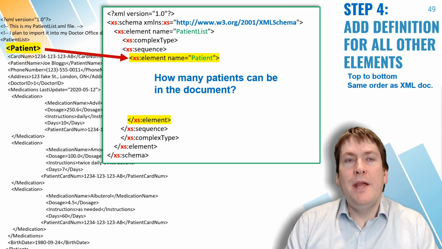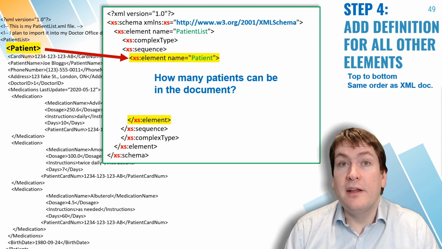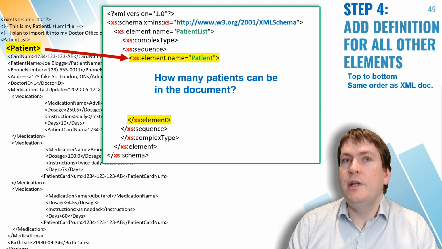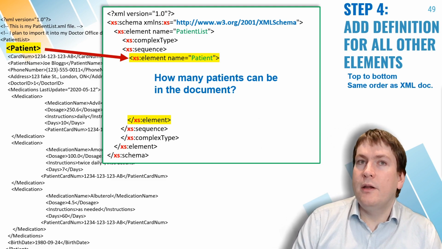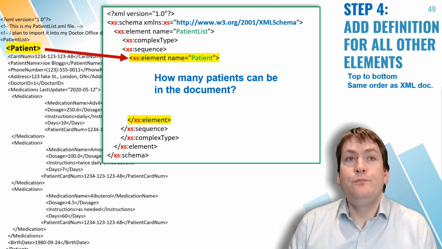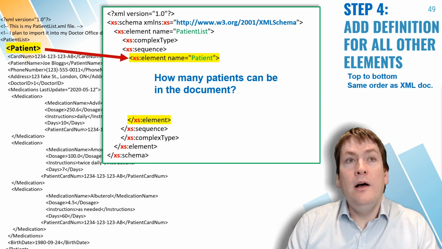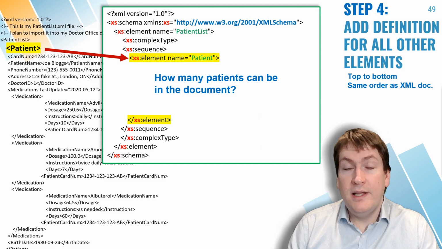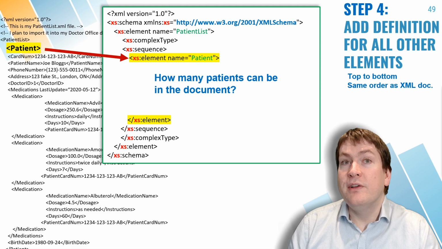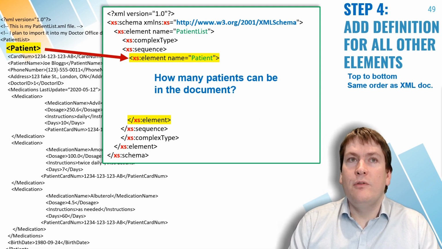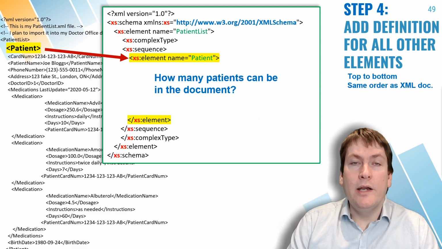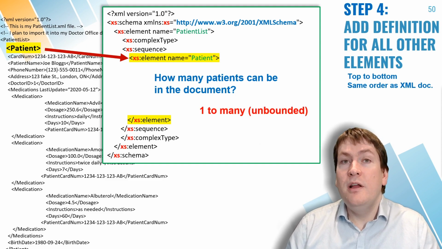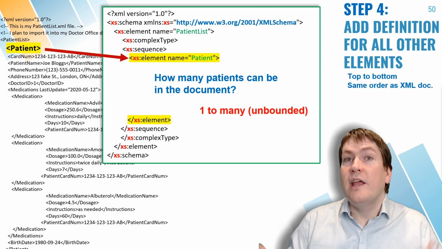How many times can a patient occur in this document? Well, in the example that we have, we had 3 patients. So we know that it can occur 3 times. But how few patients can there be, and how many maximum? Well, if we think about it, this document would be pretty useless if it didn't have any patients. I mean, we wouldn't really be having much of a patient list with no patients on it. So we could probably guess the minimum is going to be 1. What about the maximum? Well, there isn't really a maximum, so we would say 1 to many, or that it's unbounded.